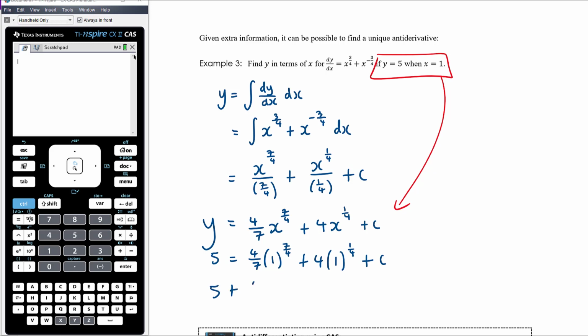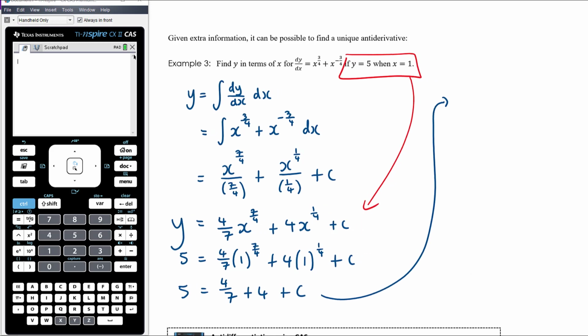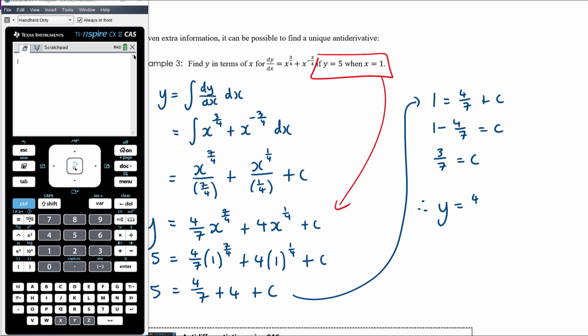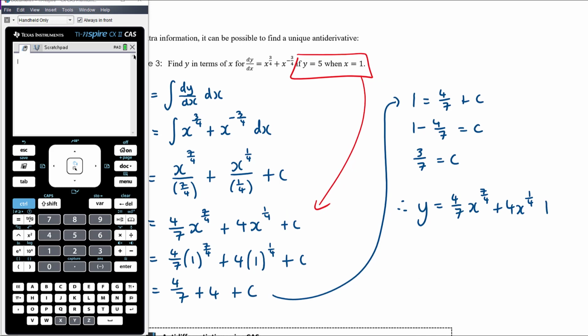So we have 5 equals 4/7 plus 4 plus c. We just want to solve for c here. So let's take away 4, which gives us 1 equals 4/7 plus c, and let's take away 4/7. 1 minus 4/7 is 3/7. So c is 3/7. And so therefore, y in terms of x is y equals 4/7 x to the power of 7 on 4 plus 4x to the power of 1/4 plus 3/7.